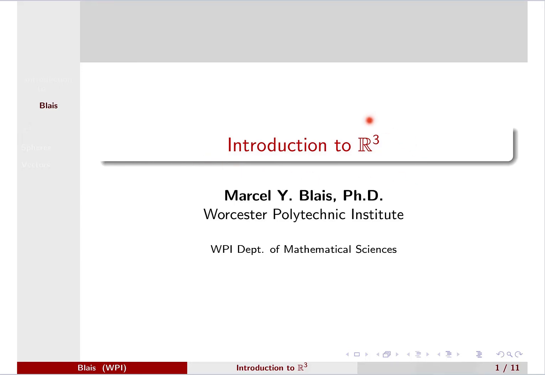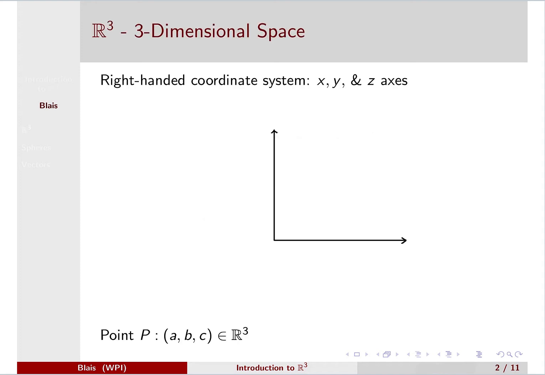In this lecture, we will be introducing the concept of three-dimensional real space, also known as R3. So thus far, you're used to working in two dimensions, where you have an x-axis and a y-axis, and we now add one more axis, and so we will have x, y, and z axes. And we call this a right-handed coordinate system.